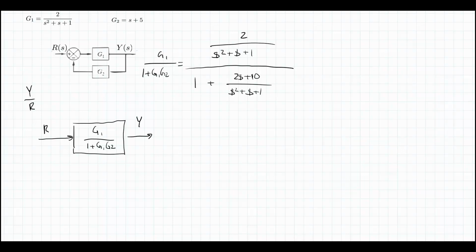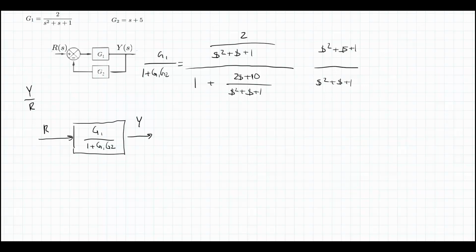But it's not in the standard form we want. I don't want fractions in my numerator. I don't want a fraction in my denominator either. So what I'm going to do is multiply top and bottom by s squared plus s plus 1. So I'm able to rewrite this. Okay, so in the numerator, I have an s squared plus s plus 1 times 2 over s squared plus s plus 1.